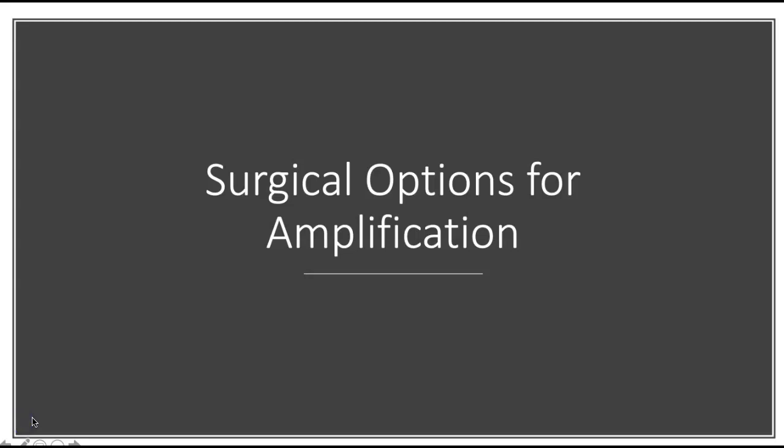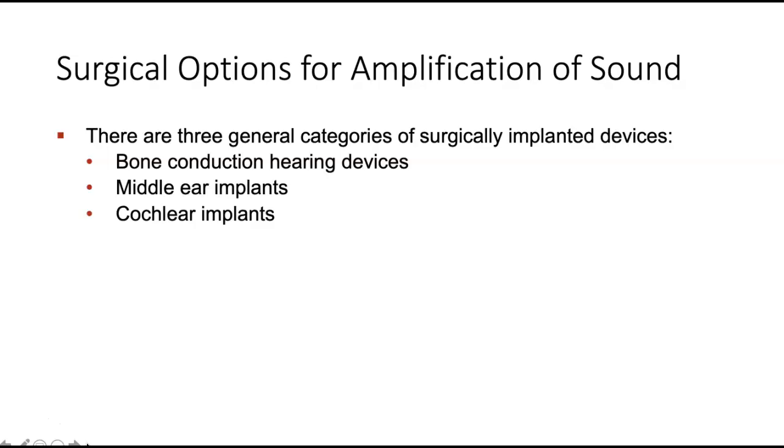All right, so we just wrapped up traditional hearing aids. Now we're going to talk about amplification options that are surgically implanted. There are three different types of surgically implanted devices. Generally, we have bone conduction hearing devices, where the person does not utilize air conduction pathways but utilizes bone conduction, middle ear implants, and then cochlear implants.